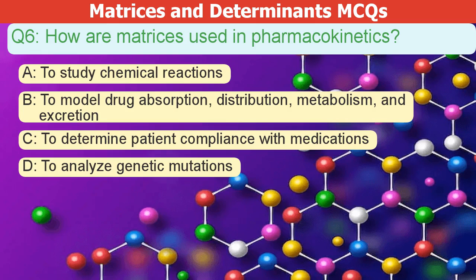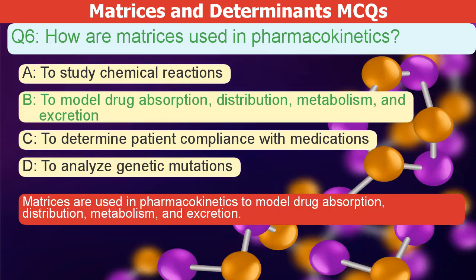How are matrices used in pharmacokinetics? A. To study chemical reactions. B. To model drug absorption, distribution, metabolism, and excretion. C. To determine patient compliance with medications. D. To analyze genetic mutations. The correct answer is B. Matrices are used in pharmacokinetics to model drug absorption, distribution, metabolism, and excretion.